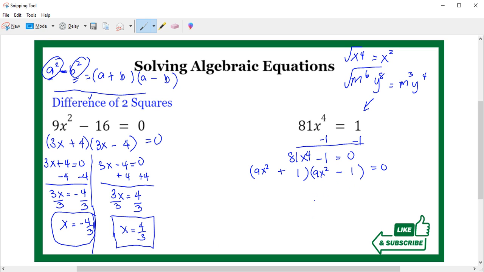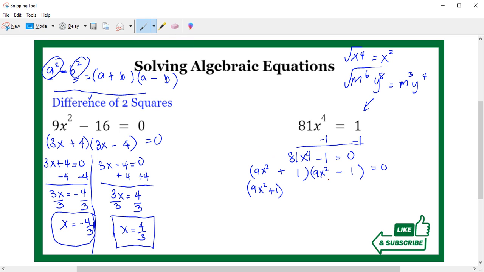You could have factored this one already, but if you observe carefully, you have two factors right now. On the first factor, you have 9x squared plus 1. So that's not really a difference, right? Because there's a plus. So you can leave that alone. This is as simplified as it can be. That's a prime factor as it is.